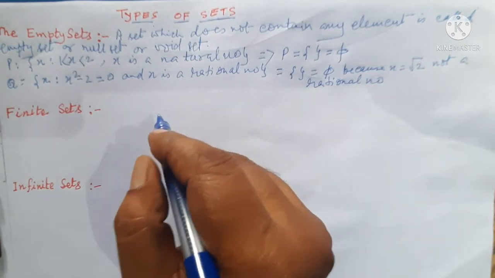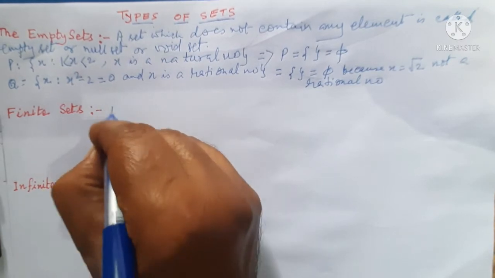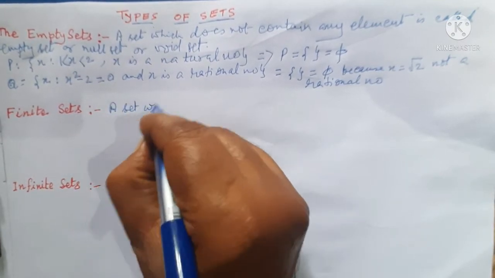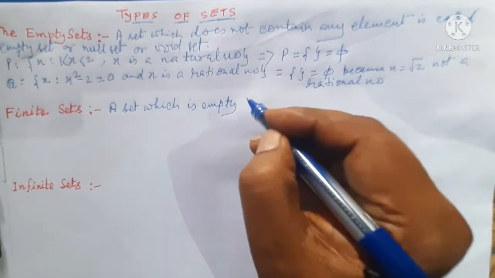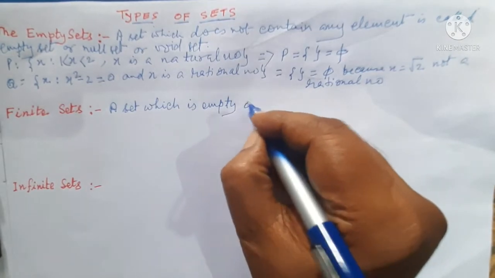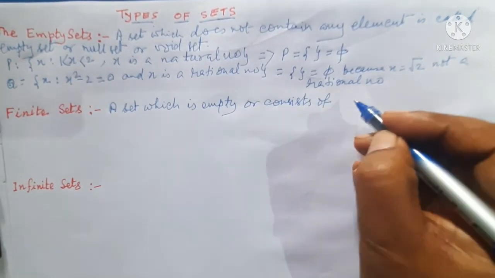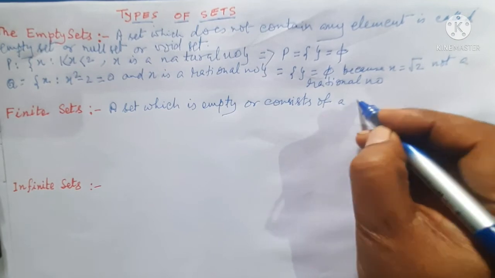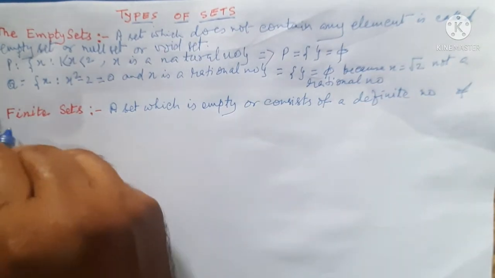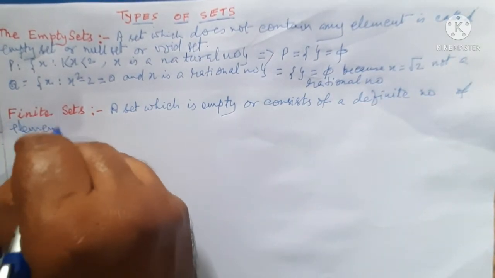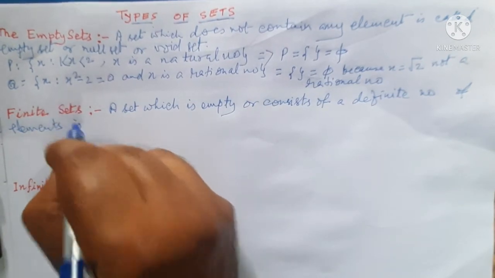Let us see finite set. A set which is empty or consists of a definite number of elements is called a finite set.